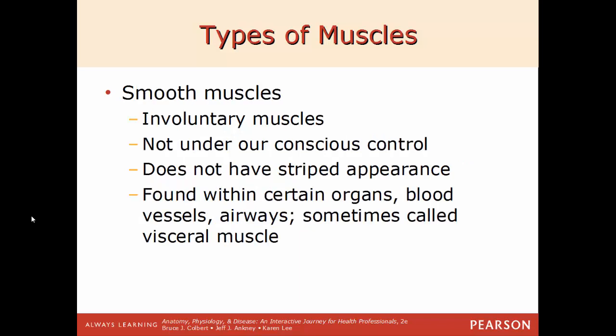Smooth muscles, these are involuntary. You have no conscious control over how smooth muscle works. So that's why it's called involuntary. And these are not striated in appearance. It's the only one of the three that is not striated in appearance. And these will be found in some of the larger blood vessels, in some of the airways, inside these softer internal organs, spleen, liver, and so on. Sometimes the smooth muscle is called the visceral muscle.